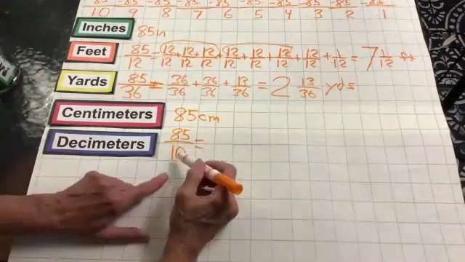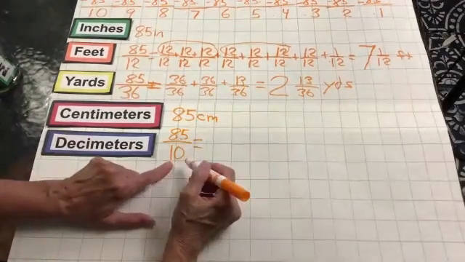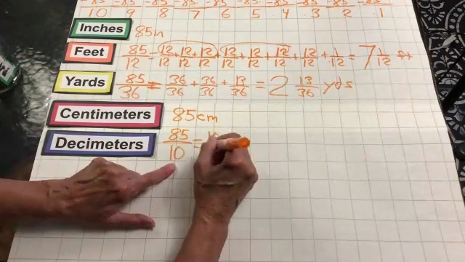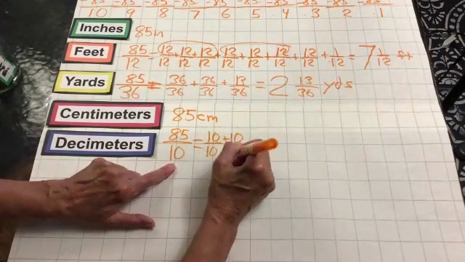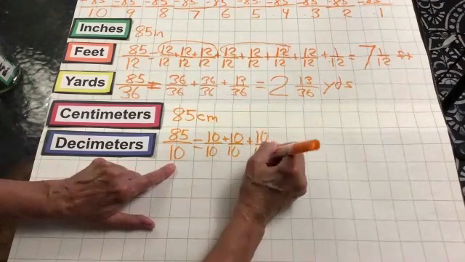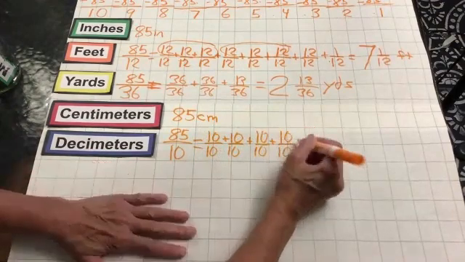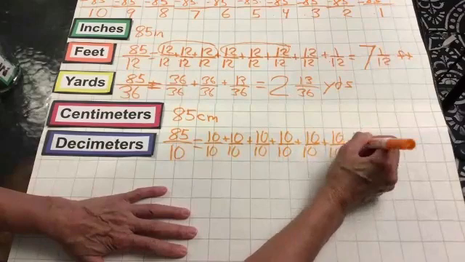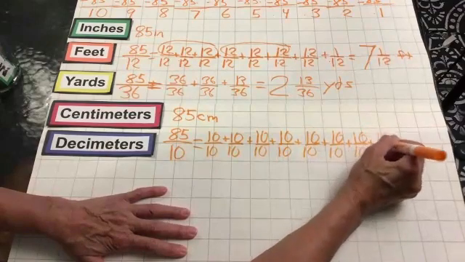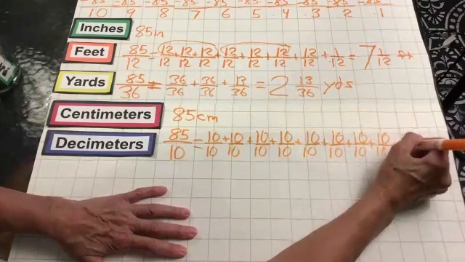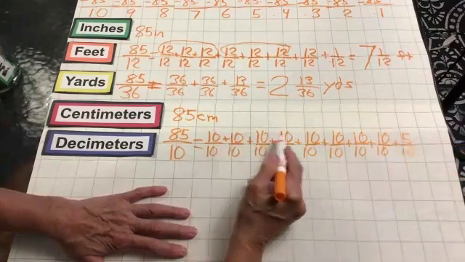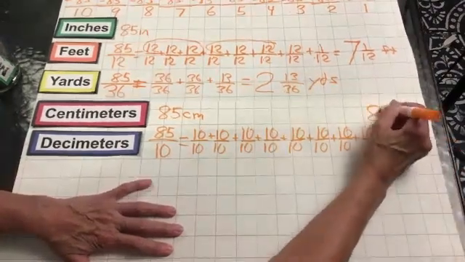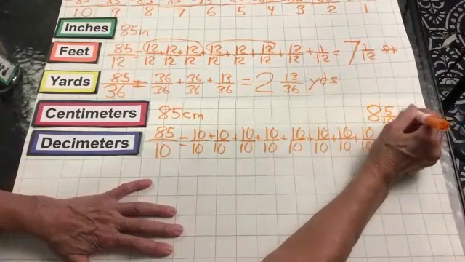Well, we know 10 times 8 is 80. So we can do 8 tens here. So 10, 20, 30, 40, 50, 60, 70, 80, and then we have 5. 1, 2, 3, 4, 5, 6, 7, 8. So this would be, and I'm going to put it up here, 8 and 5/10 decimeter.